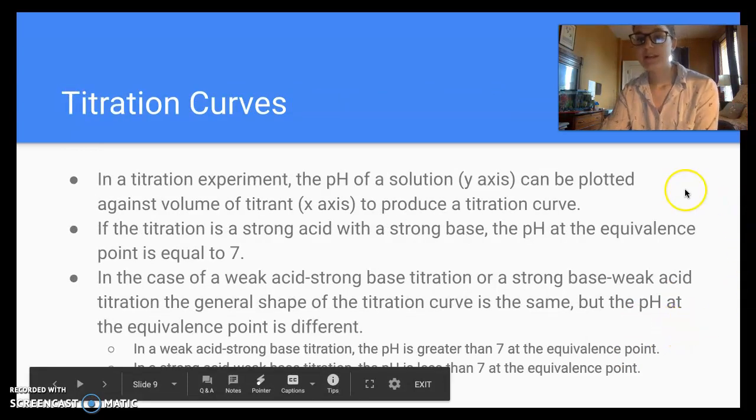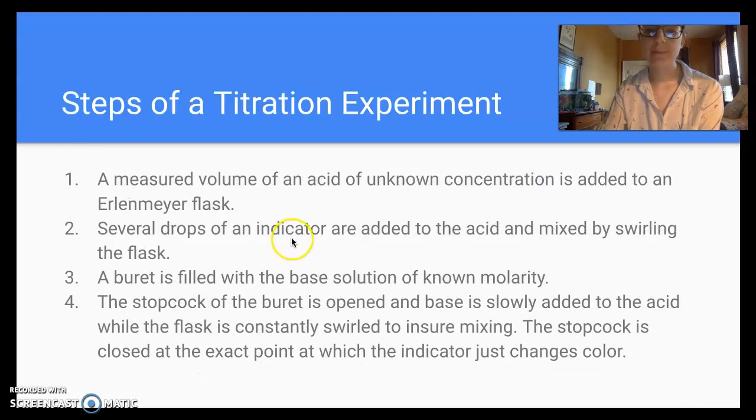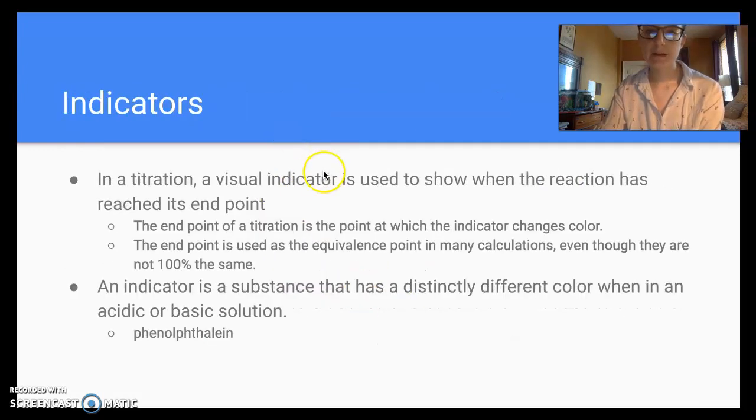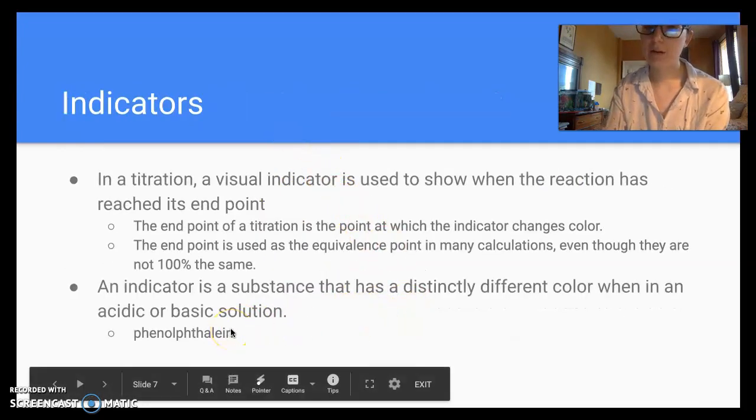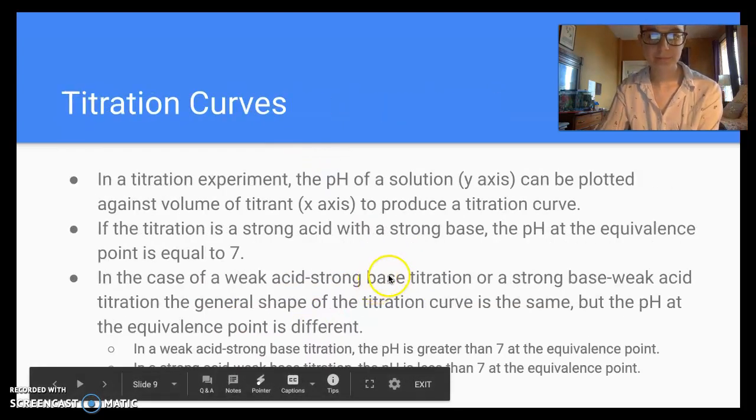You can also plot titration curves. With titration curves, typically you go beyond the equivalence point. So you are making a graph with the pH of a solution versus the volume of titrant added. If the titration is a strong acid and strong base, the pH at the equivalence point is equal to 7. So strong acid and strong base is typically what we would use, where we have the indicator slightly changing to the point of the basic solution.